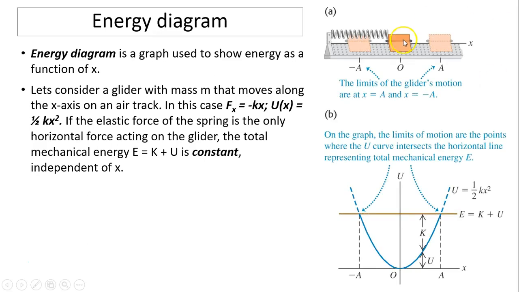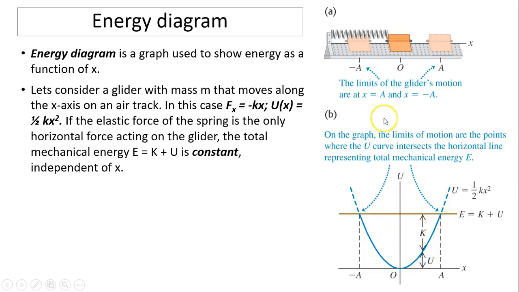So here is a diagram. Here is the situation of a glider going back and forth, and here is the energy diagram. As you can see, the energy diagram is kind of like a big U because U is never negative. And here, the brown line indicates total energy, kinetic and potential. The part from the blue line to the brown line represents kinetic energy. And underneath the blue line to the horizontal axis, that is the energy U. These two added together always equal E.